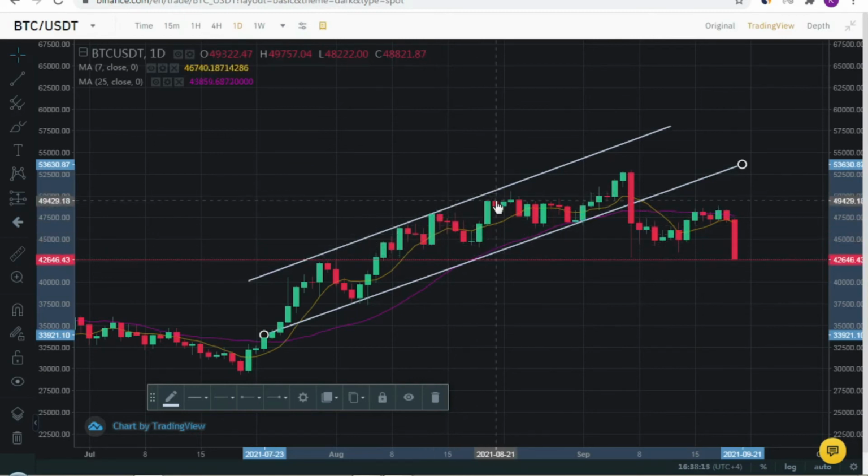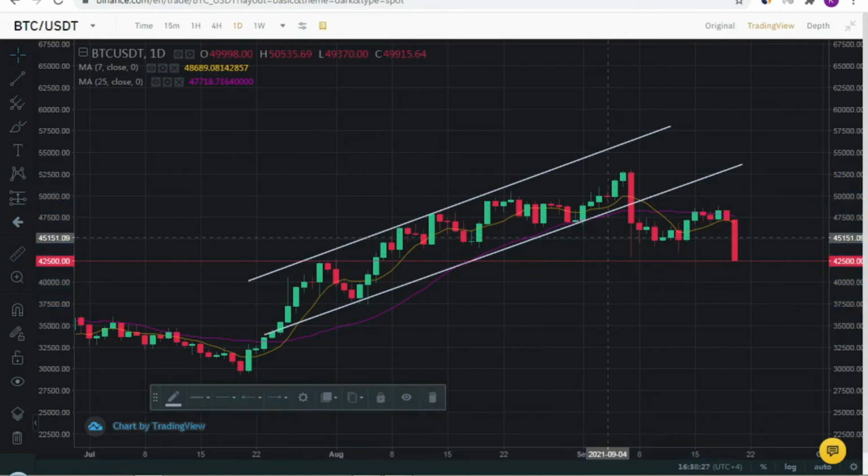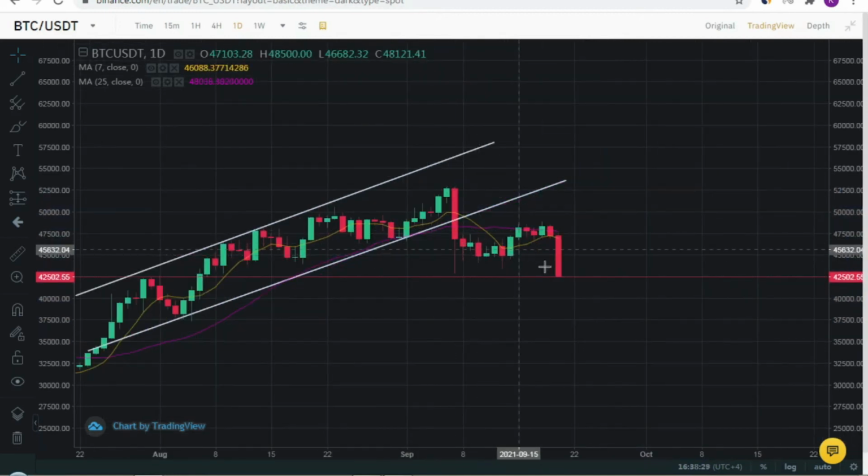So it went up again to retest it. It did not. It came back here to retest the support line. It did not reach the resistance line and it broke below the support line and it closed below. This indicates that the price will go down. Yeah, it will keep going down for some time. That's what we will be having.